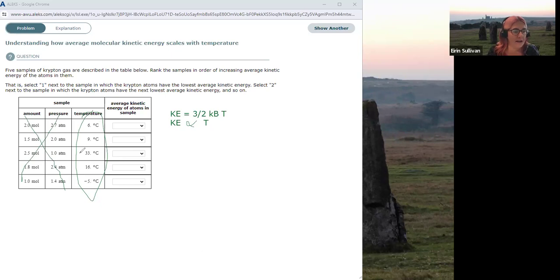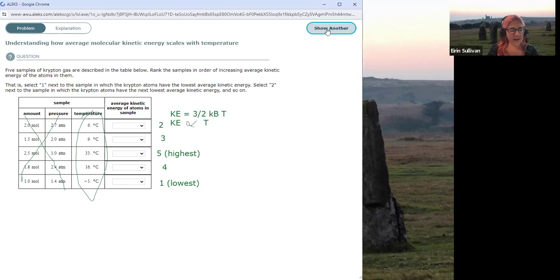Okay, so the highest temperature I can see is 33, so that is going to correspond to the highest kinetic energy, so that'll be 5, which we're defining as the highest. The lowest temperature here is -5, so that'll be 1, that is the lowest, and then everything in between, let's see, 33, then the next highest would be 4, then 3, then 2. So going from the highest kinetic energy to the lowest would be 5, 4, 3, 2, 1. So all you have to worry about is temperature.